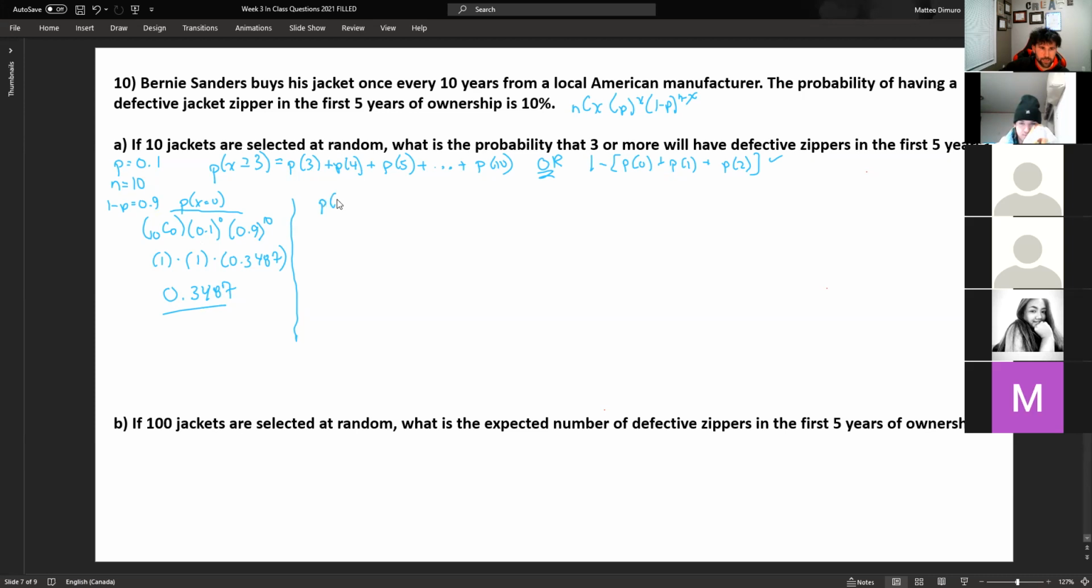We also need the probability that x equals 1. Very similar work, except it's 10 choose 1 because x is 1 this time. It's 0.1 raised to the 1, and then 0.9 raised to the power of 10 minus 1, or 9. So you can type that in on your calculator.